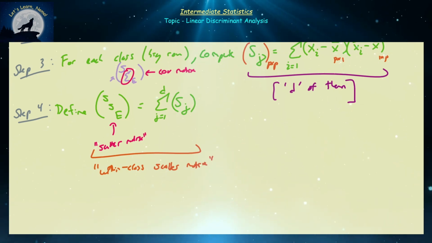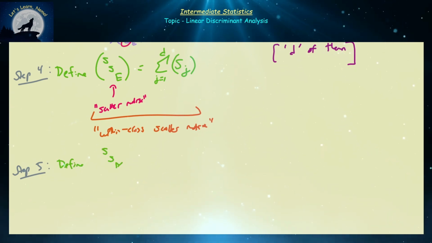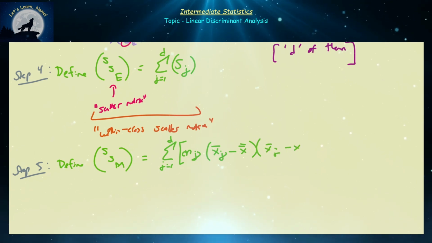Okay, so the next metric that we're going to define is also going to reminisce from the MANOVA world. We're going to define SSM as follows. It's going to be the sum from j equals 1 to d of nj, the number of entries in each of those dimensions, times x bar j minus x bar bar, times x bar j minus x bar bar transpose again.